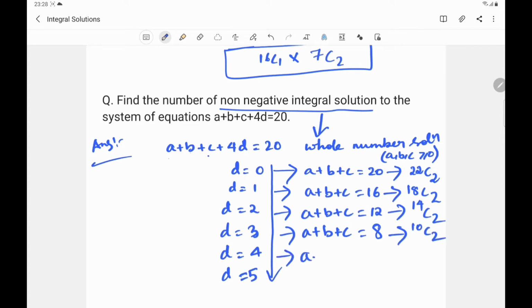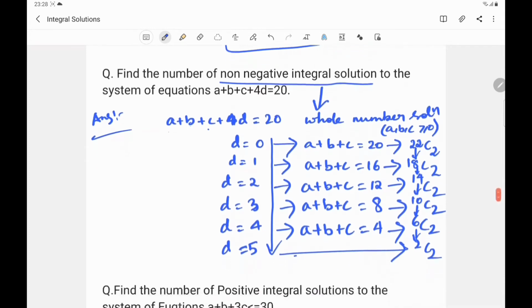In this case, when D is equal to 4, a plus b plus c will be 4, so we will have 6C2. In this case, we will have 2C2. Here, if you notice, this is decreasing by 4, by 4, by 4, and by 4, because the multiplier with D is 4.